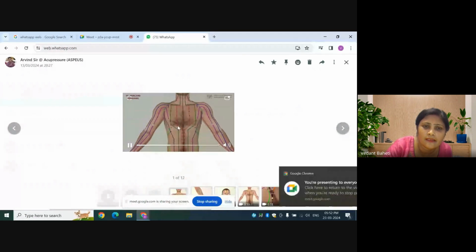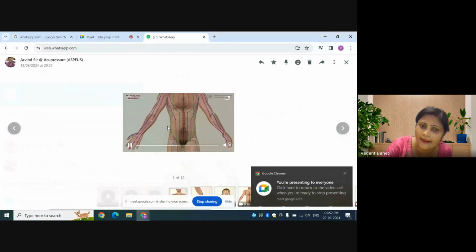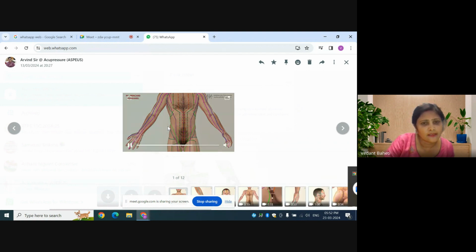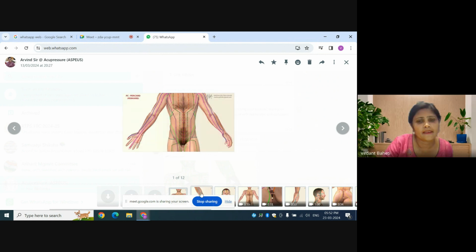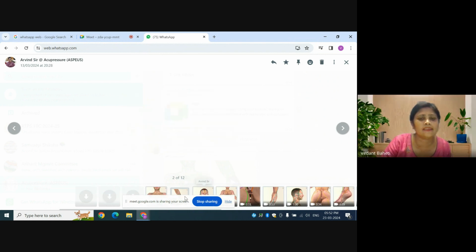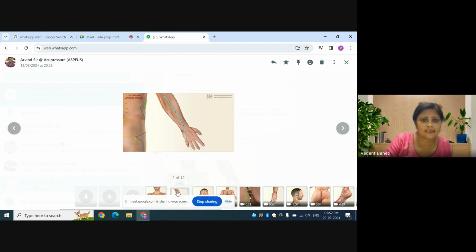Yeah, see, this is the pericardium meridian. You can see everybody. You can see the pathway of pericardium. It's open here right now. Is it visible? Please let me know, someone. Yes, it is, Purvaji.